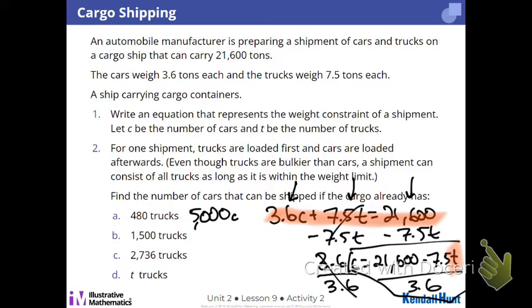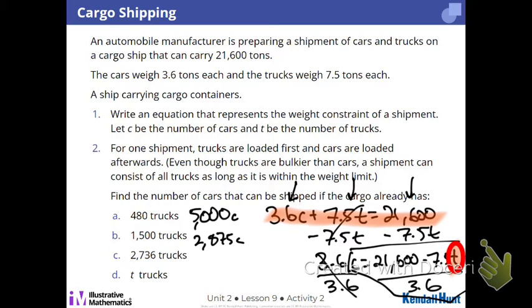So this time, what am I going to put in here for T? For B? What am I going to put in there now? 1,500. That's the number. So 21,600 minus 7.5 for each of the 1,500 trucks means I have 10,350 tons I can put on there. We'll divide that by the cars, 3.6, and I got 2,875 cars.